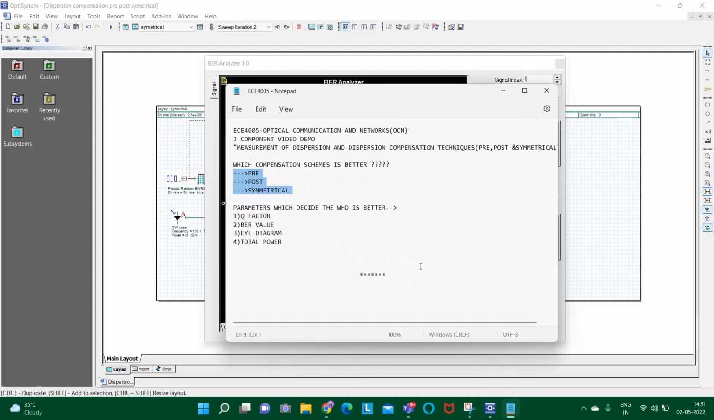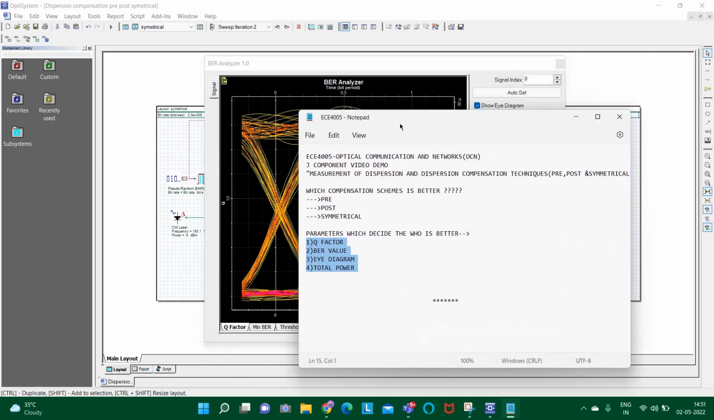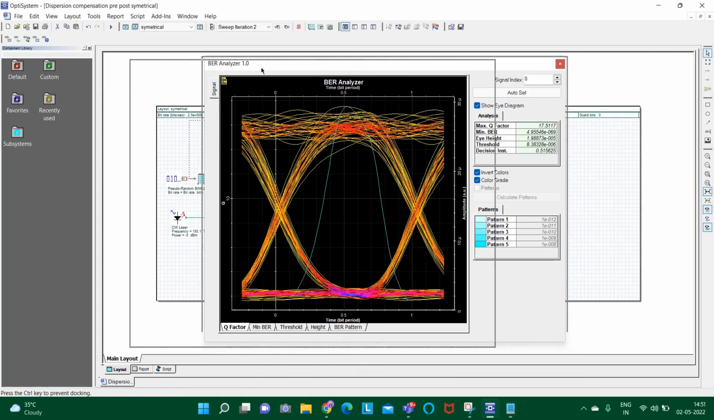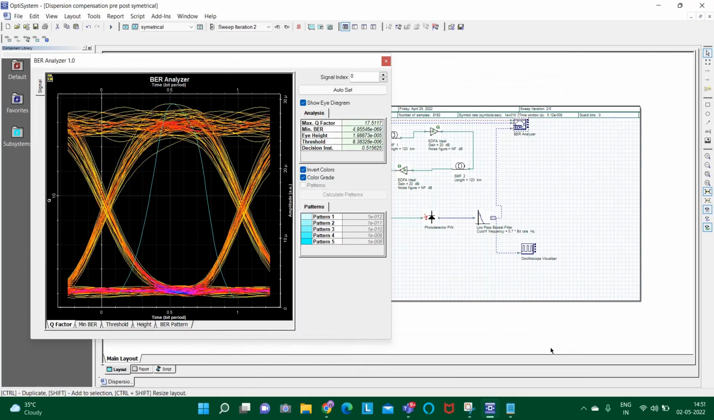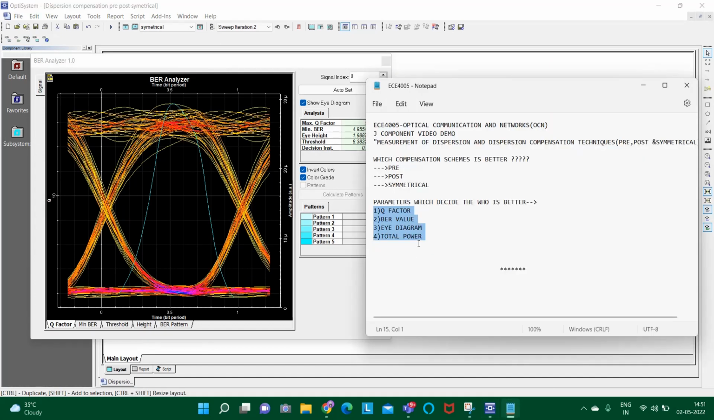So now I am going to conclude my topic, and as I have shown you the parameters Q factor, BER value, eye diagram, and total power, based on these factors only, I have concluded my topic that the symmetrical compensation scheme is far better than the pre and post, but pre and post also give good results. But if you want a more accurate and more efficient result, you go for the symmetrical compensation technique.